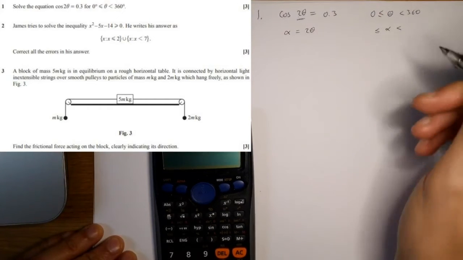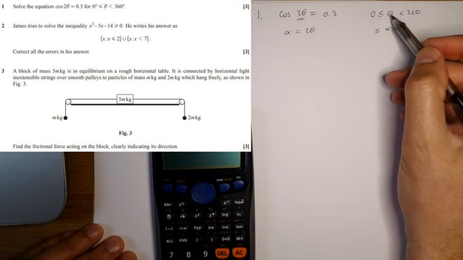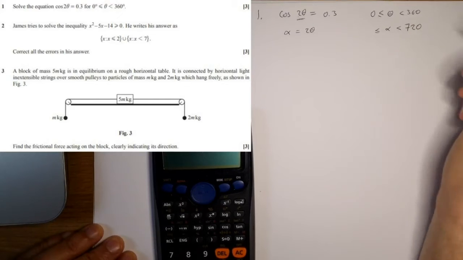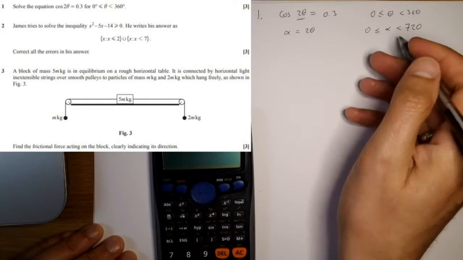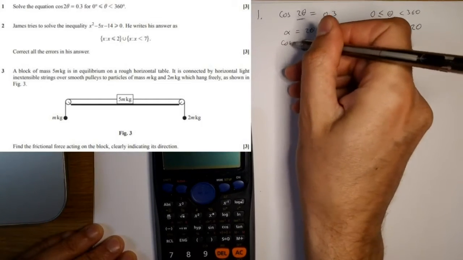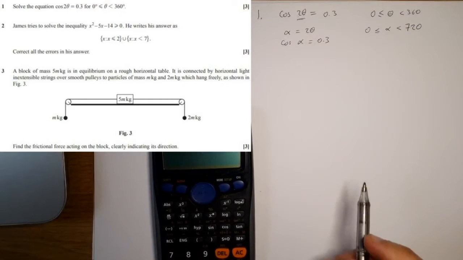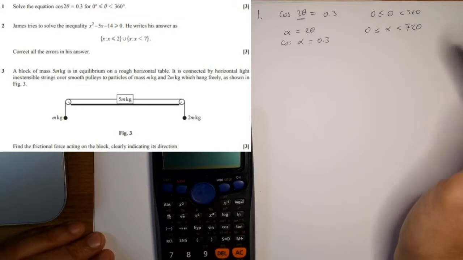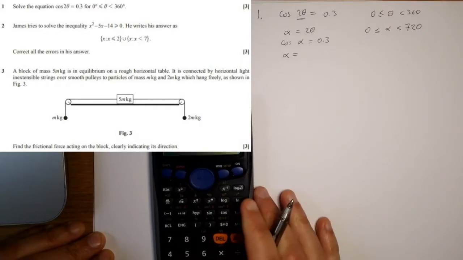And we have to write a new range for alpha. Okay, well alpha is double theta, so double 360 is 720, double 0 is 0. So this is the new range, okay, and the question has become cos alpha equals 0.3. So we're going to solve this equation in this range and get all the alpha values. Okay, so I'm going to start making my list.